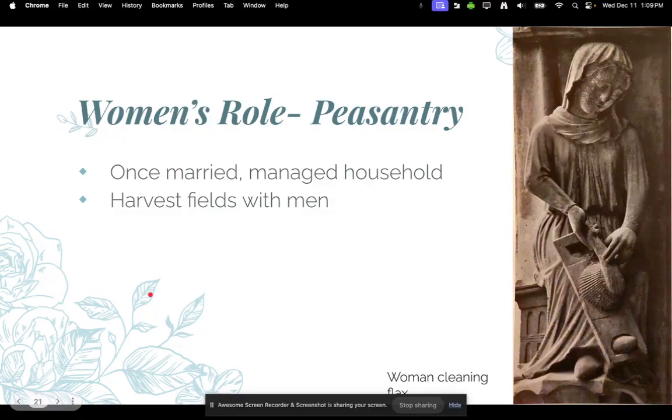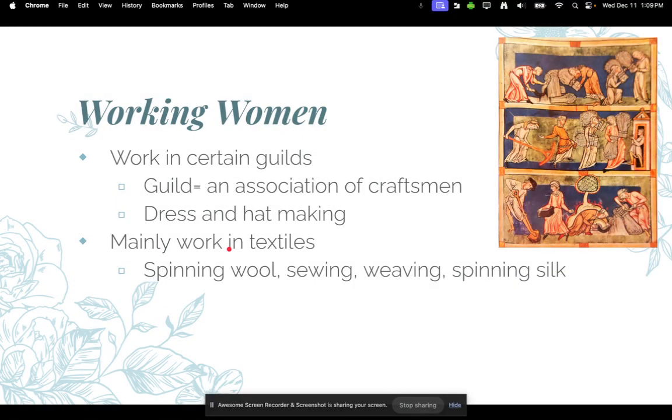Okay, so let's talk about peasant women now. Once a peasant woman was married, she was in charge of managing the household. She would also do physical labor like harvest fields with the men. There are some examples of women working outside of the house as well, such as working in certain guilds. A guild is an association of craftsmen.